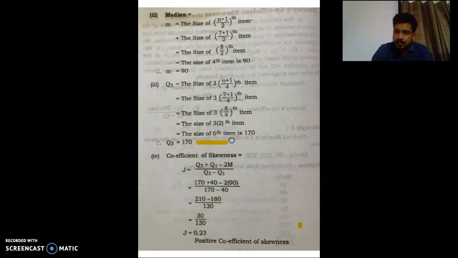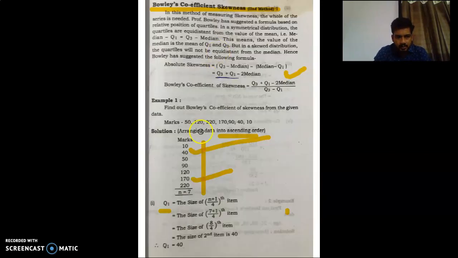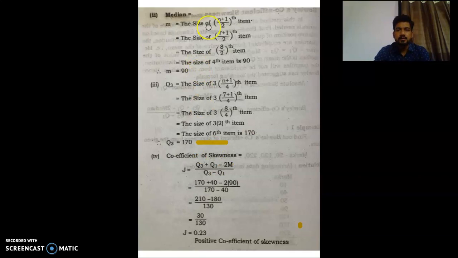So we have Q1, we have Q3. Now it's the turn of the median. M equals the size of (n plus 1) upon 2nd item. This is the formula of the median for an individual series. The size of (7 plus 1) upon 2nd item, the size of 8 by 2, the size of the 4th item. Now the 4th item is 1 2 3 4, this one, 90. The size of the 4th item is 90. So M equals 90.